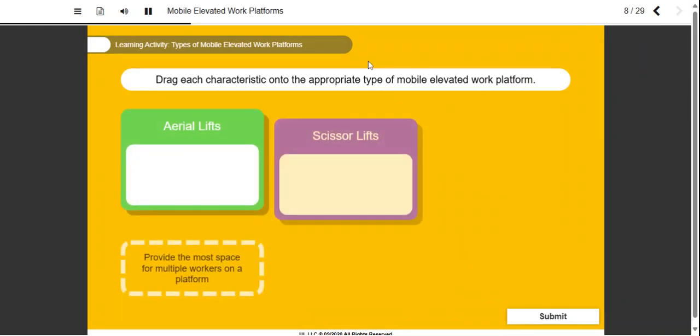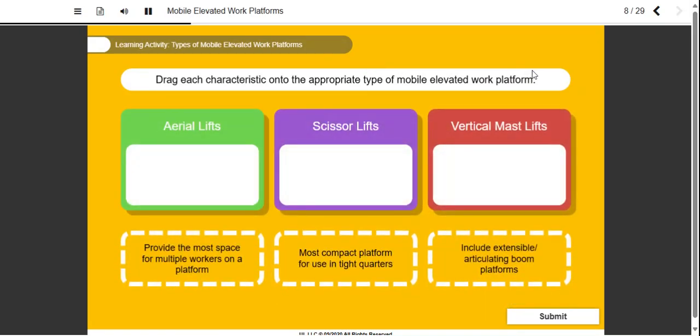Drag each characteristic onto the appropriate type of mobile elevated work platform.